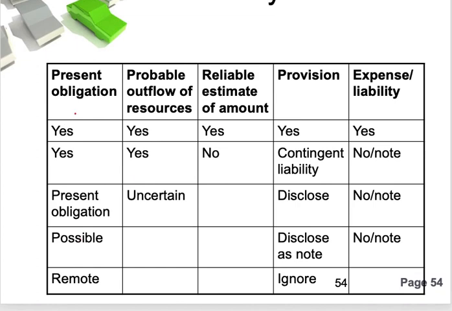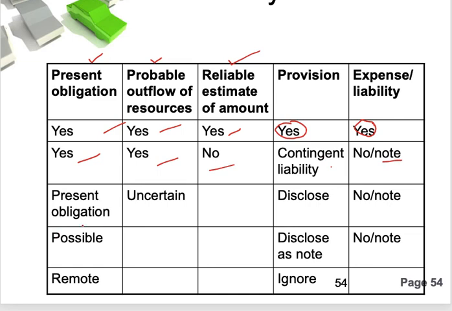If there are the 3 conditions: present obligation due to a past event, the outflow is probable, and the amount can be reliably estimated. So if it fulfills all the 3 criteria, then yes, it is a provision. Okay, and then the journal entry of course will be debit expenses, credit provision. Okay, if let's say it only fulfills 2 criteria, but the amount cannot be reliably estimated, then it is a contingent liability, so we will only disclose in the notes to the accounts.